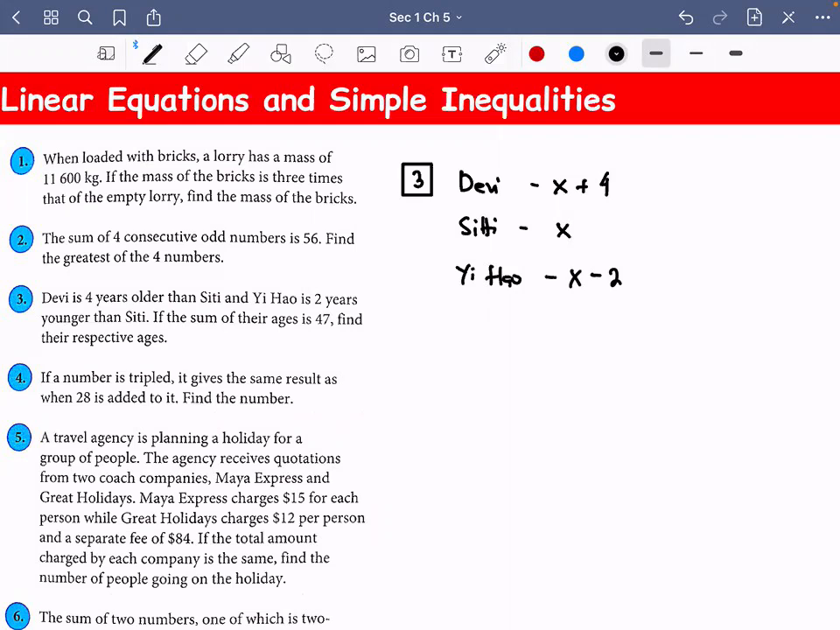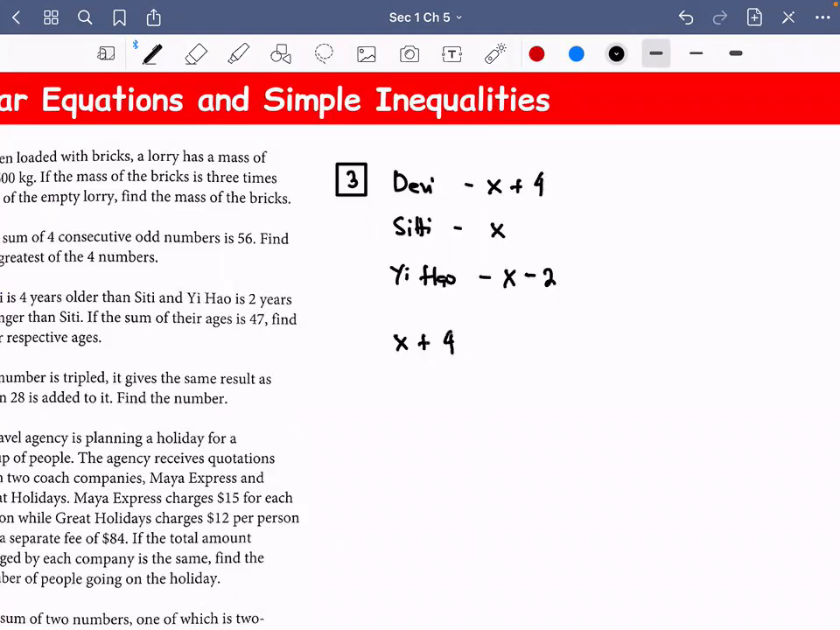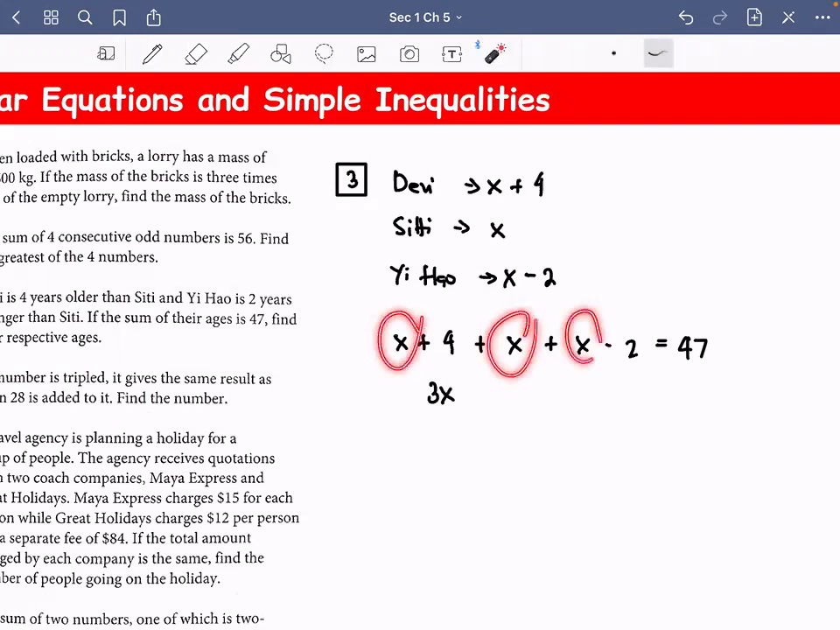Now, the next sentence, if the sum of their ages is 47, so we just add everything equals 47, right? So x plus 4 plus x minus 2 equals 47. So this is x plus x plus x is 3x, and then 4 minus 2 is 2, equals 47.